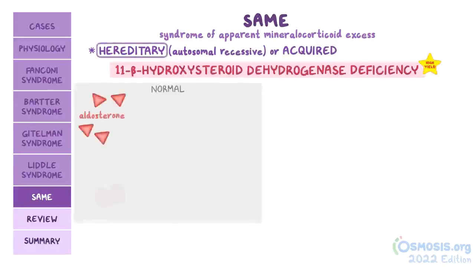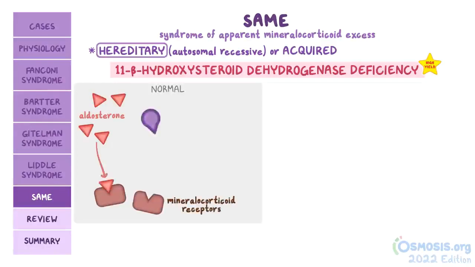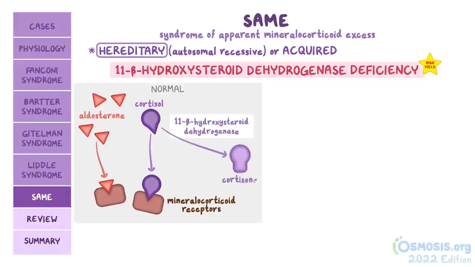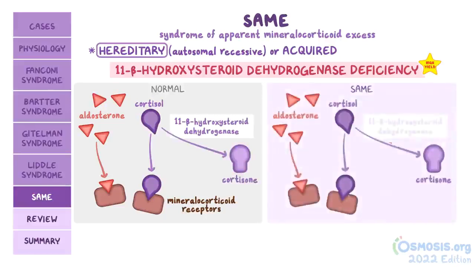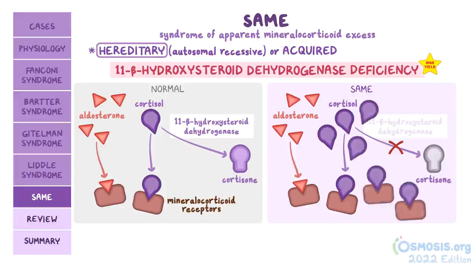Normally, aldosterone is the main hormone that binds to the mineralocorticoid receptor in the kidneys. However, cortisol can also bind to mineralocorticoid receptors. But the enzyme 11-beta-hydroxysteroid dehydrogenase in the collecting tubules metabolizes cortisol to cortisone, which cannot bind to these receptors. In SAME, there's a decrease in the level of these enzymes, so cortisol levels increase and overactivate these receptors.